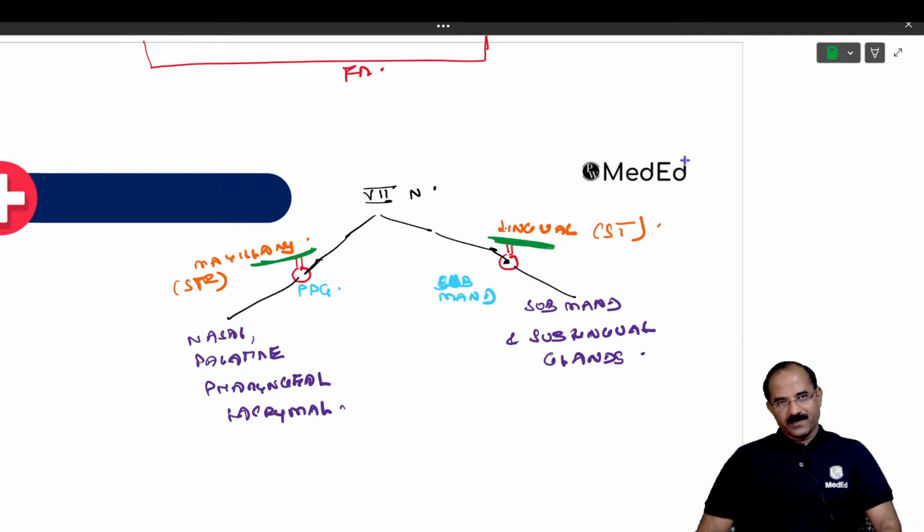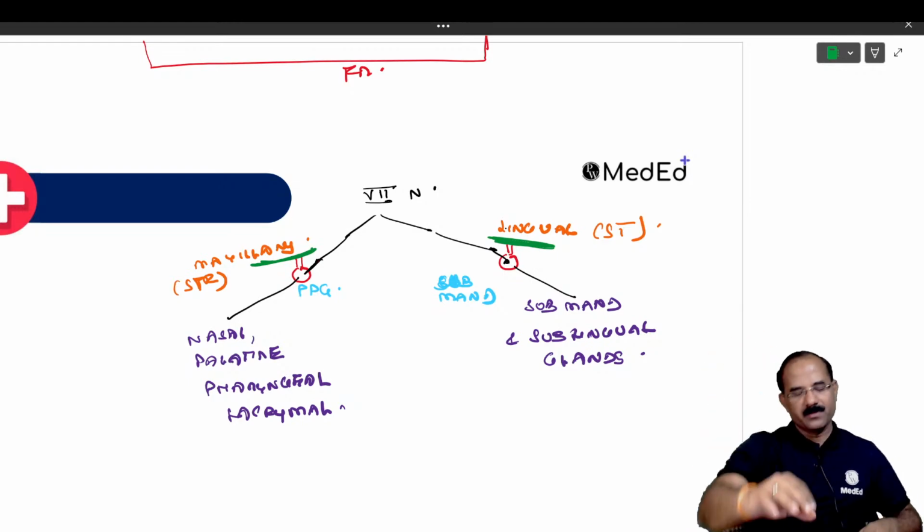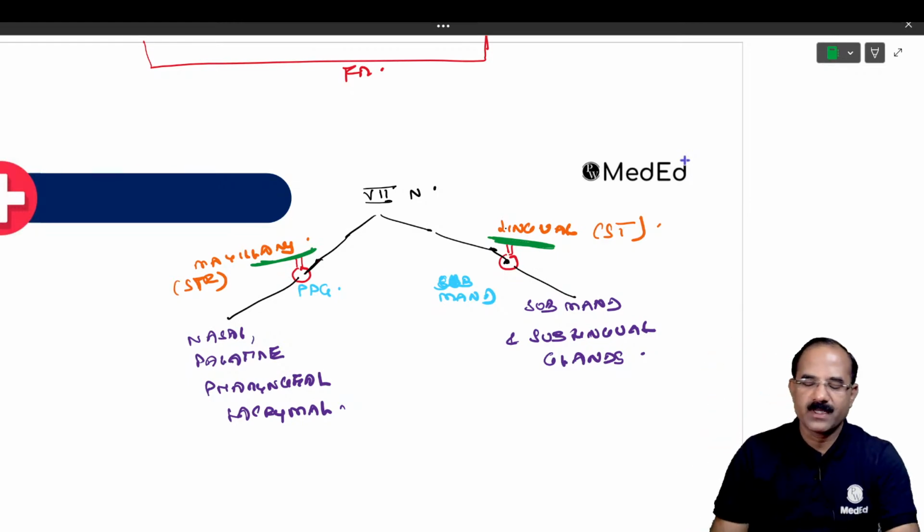Students, समझ में आ रही है? अभी I'll tell you the flow chart. Now it will be easy. अभी और easy हो जाएगा. देखो.